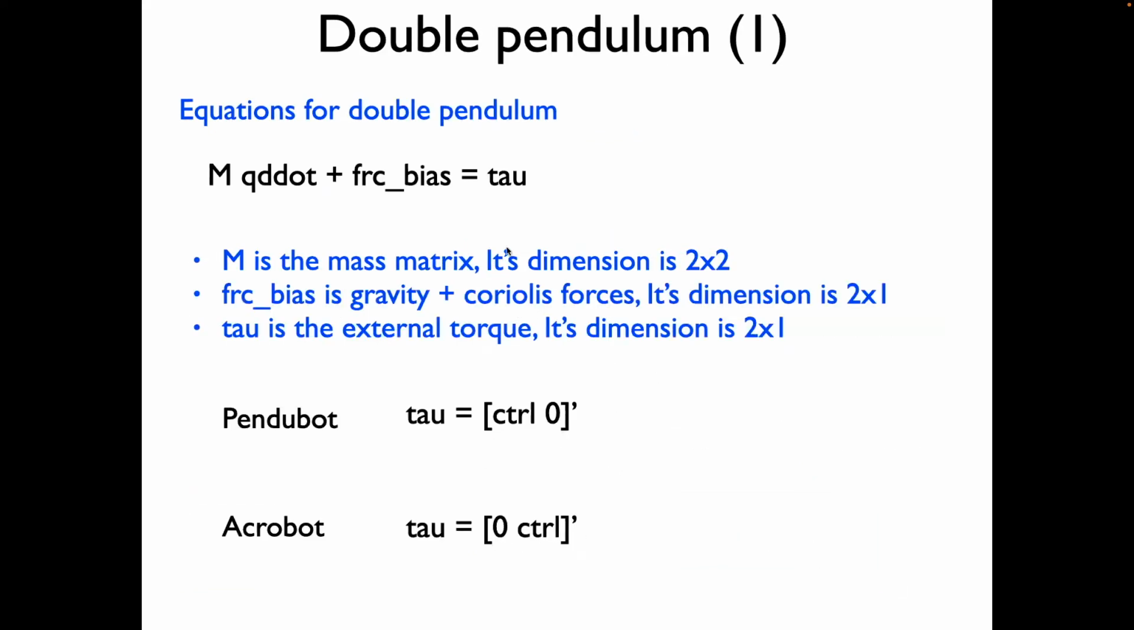Now we are trying to linearize the system in MuJoCo. In order to do that, we need to first understand the equations of the pendulum in MuJoCo. The equations are written in this form: M times acceleration plus frc bias equals tau. M is the mass matrix, q double dot is the acceleration, frc bias consists of gravity and Coriolis force, and tau is the external torque. For a pendubot, the first element would be controllable, so that is actuated here. For an acrobot, it will be the second row which will be actuated in tau.